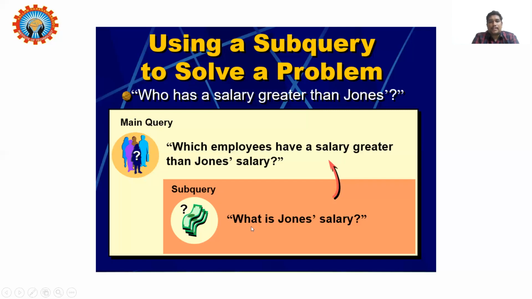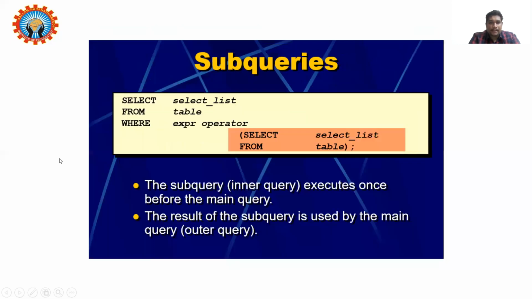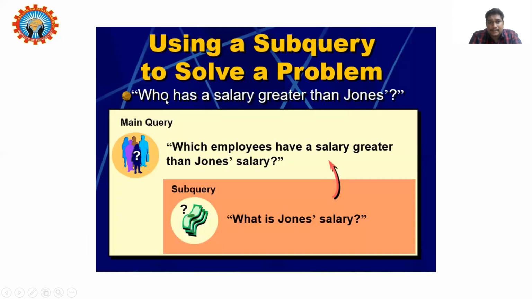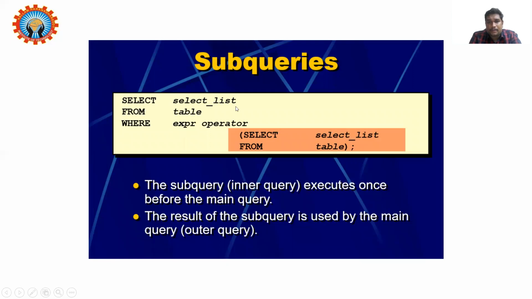So first it checks the Jones salary. It gives the Jones salary. Now the outer query will execute the greater than comparison with the previous statement. So already you know the relational operators, called greater than, less than. Here, see, this is the subquery execution. Now I already told that a complete select statement is embedded within another select statement. This is the concept of this one.